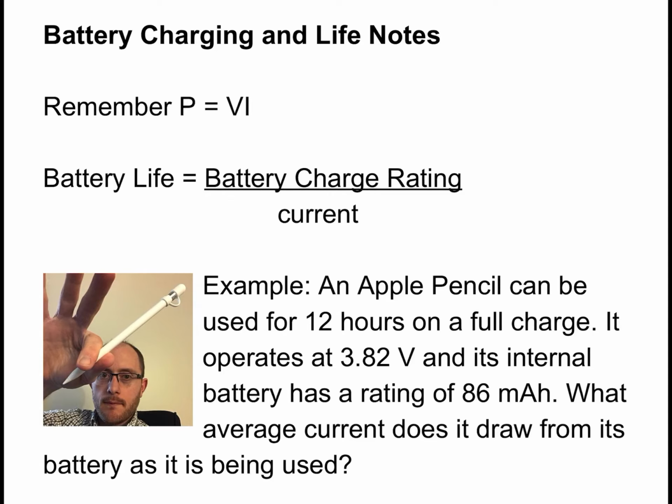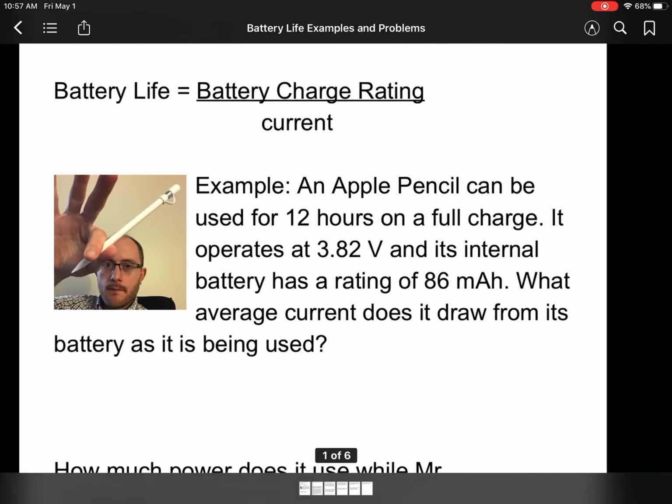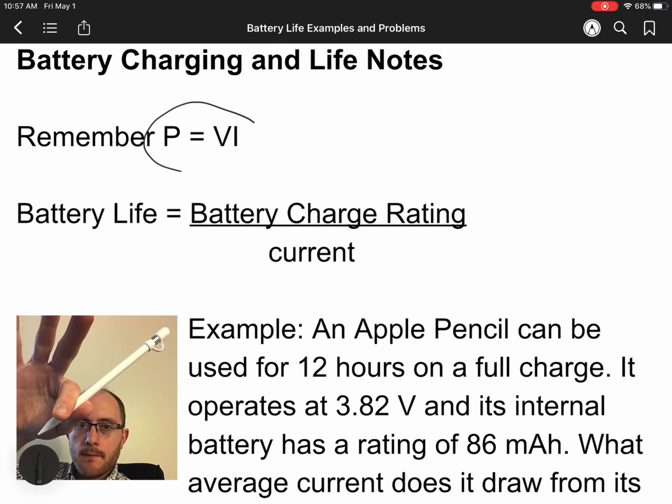So let's take a look at how you can calculate battery life based on the charge rating that the battery has in milliamp hours and the current. If you recall, power is equal to voltage times current, so P equals VI. So let's take a look at how you do the calculations for battery life.